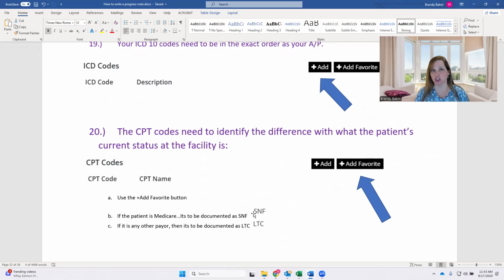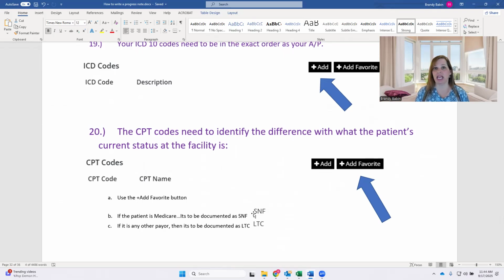This came out in July. It's been a problem for many, many years. It's been a protocol for CMS. In July, they said, if you don't get this right, now you're not getting paid for it. So no longer is this really important. This is super important. If you code this wrong, that will not get paid for.